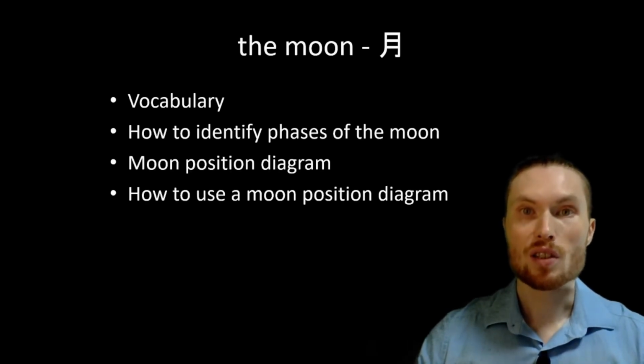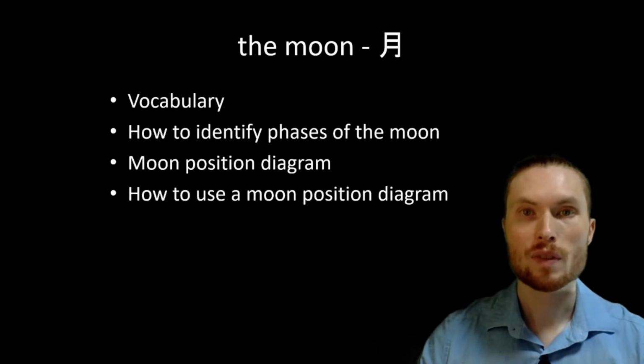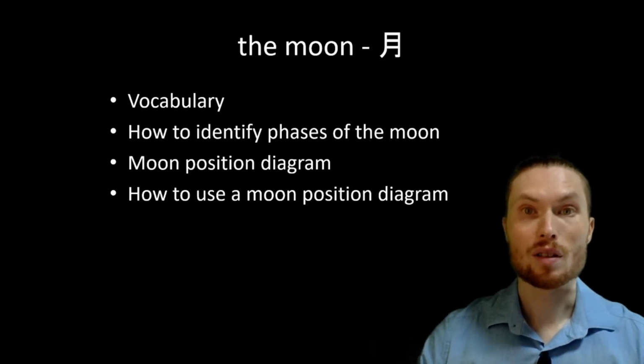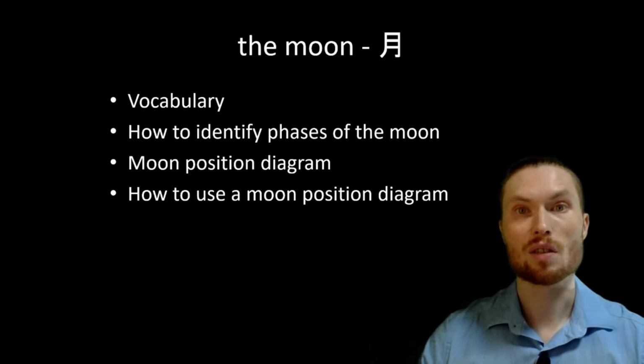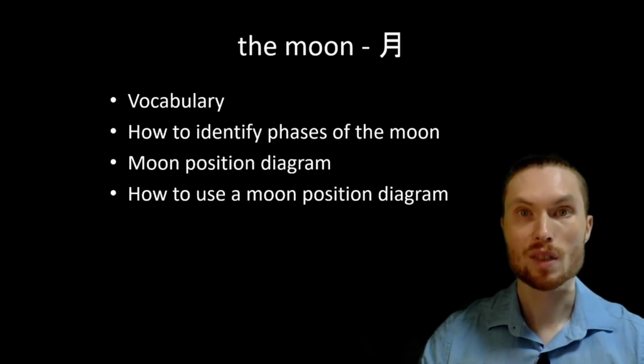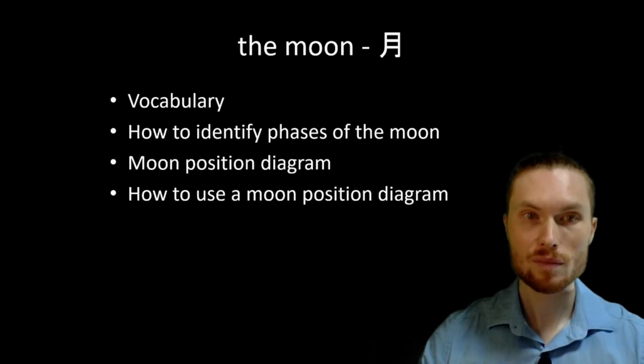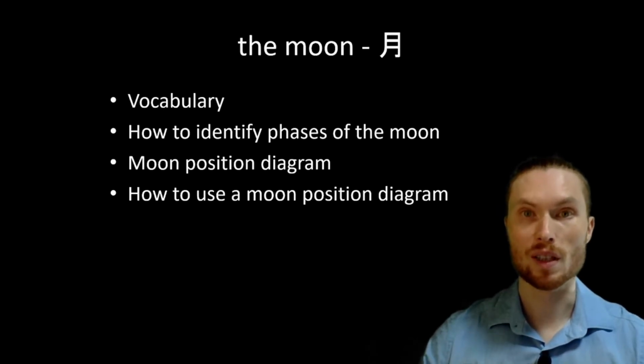So in this presentation, first I'll talk about some vocabulary for astronomy and the moon, and then we'll talk about how to identify the different phases of the moon. Then we'll talk about a moon position diagram, and then how to use a moon position diagram to understand where the moon is in the sky. So let's start with some vocabulary.